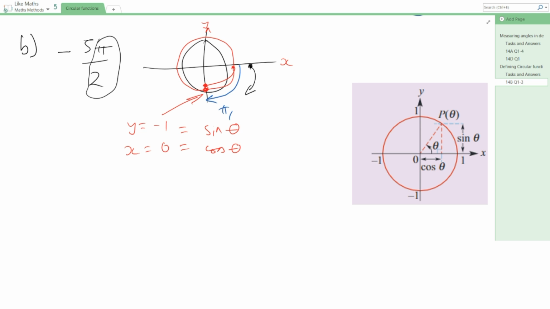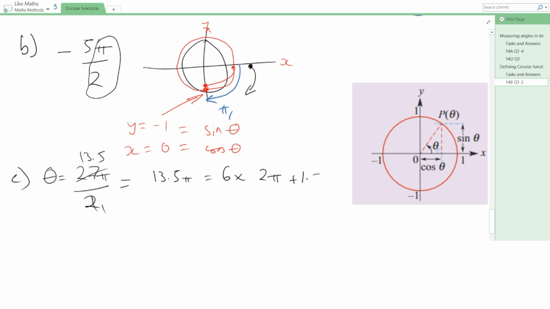Okay, so I can squeeze in here. C, theta is 27 pi over 2, which, knowing all the way around is 2 pi, is like saying 13.5 pi. Just dividing down. That means we would have gone around effectively 2 pi into this, so 6 times that.